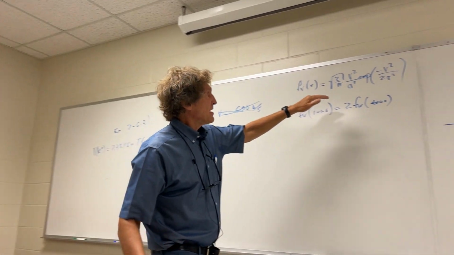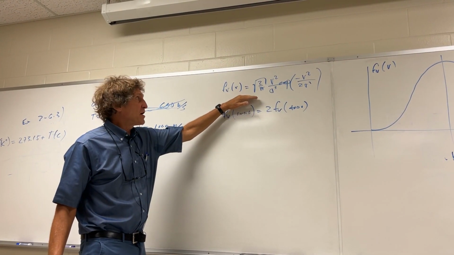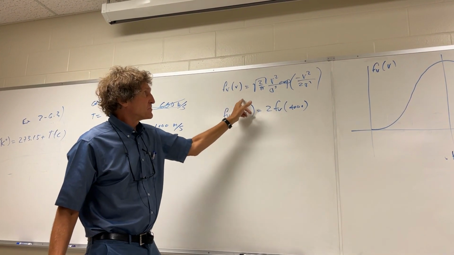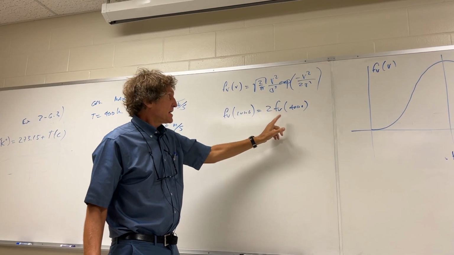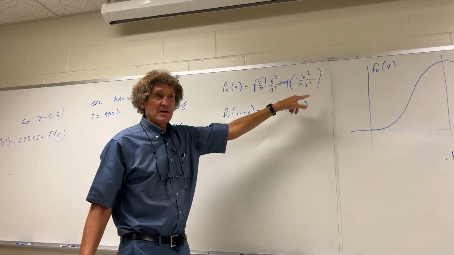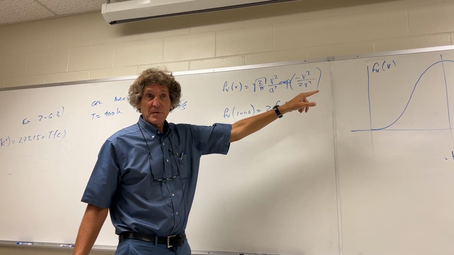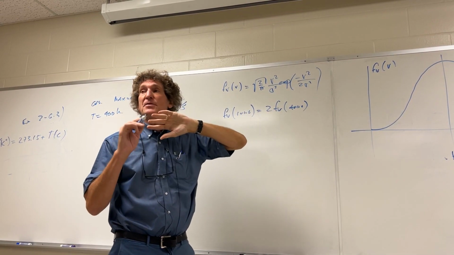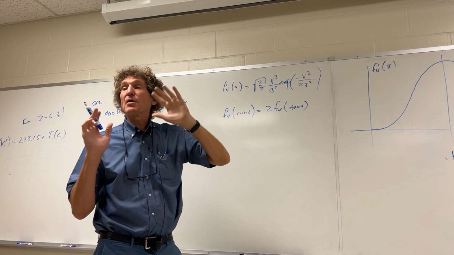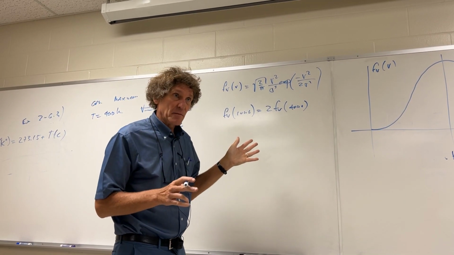We got f of v, right? So we know f of 1,000, we can put v as 1,000, is 2 times f of v of 4,000, right? You all see this here. That's what he's saying. You with me? It has nothing to do with the probability. It's the probability density function he's talking about there.